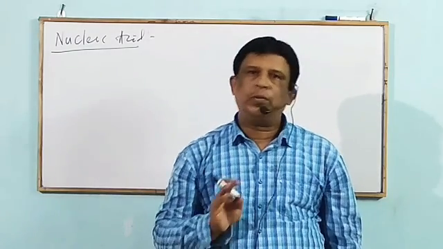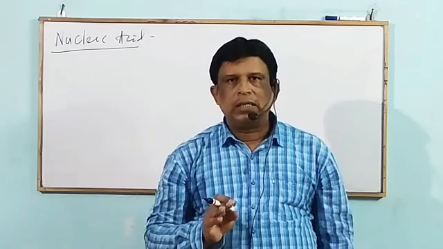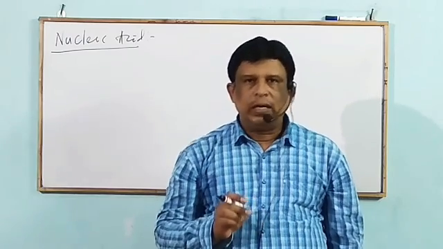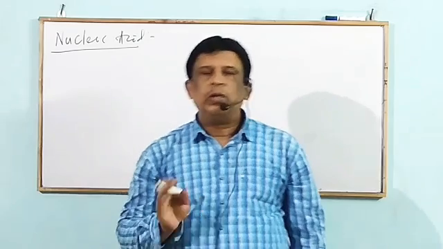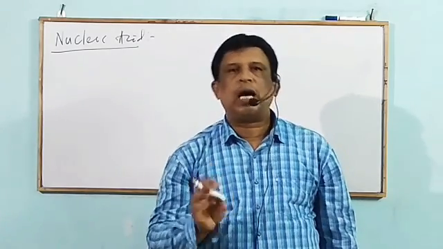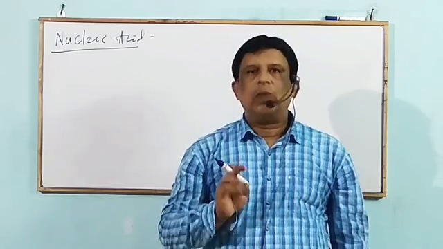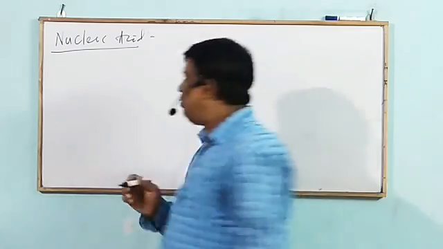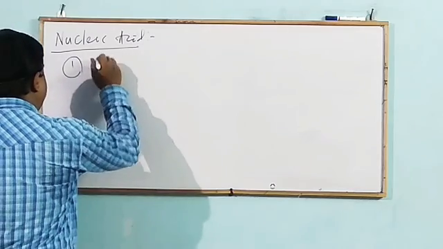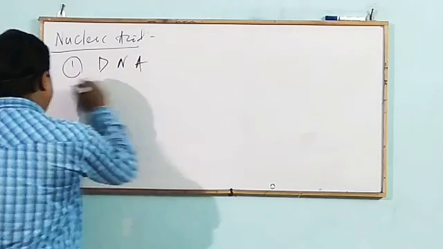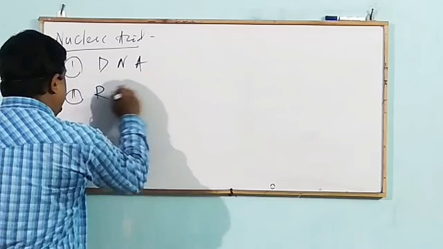Nucleic acids are of two types, which differ in the nature of the carbohydrate present in them. Depending upon the nature of the carbohydrate, nucleic acids are of two types: one is DNA, deoxyribonucleic acid, and one is RNA.